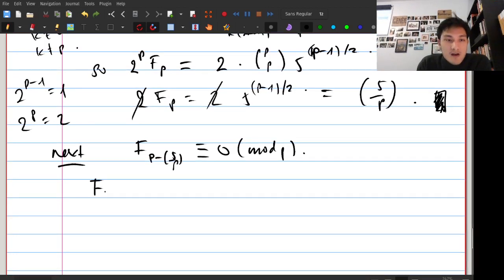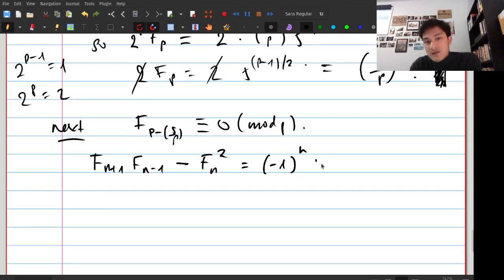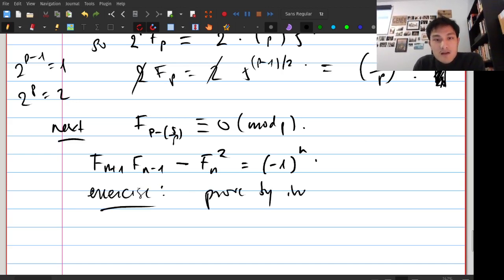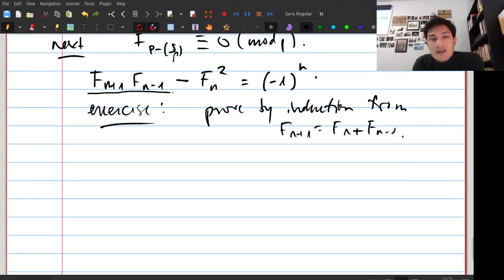You can prove this: f_{n+1} f_{n-1} minus f_n squared is equal to minus 1 to the n. This can be proved by induction. It's pretty easy. You prove the base case, and then you expand f_{n+1} out, and maybe expand something else out too. Whatever, it's an exercise: prove by induction from f_{n+1} equals f_n plus f_{n-1}.